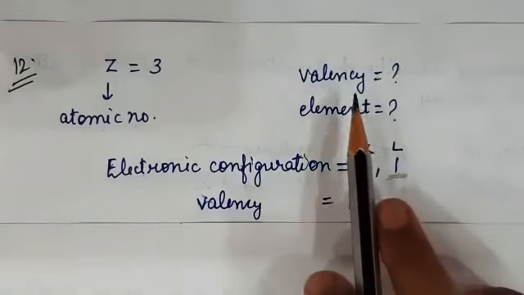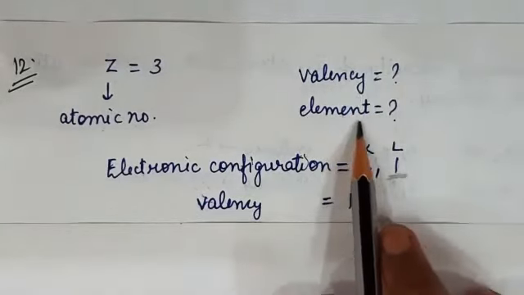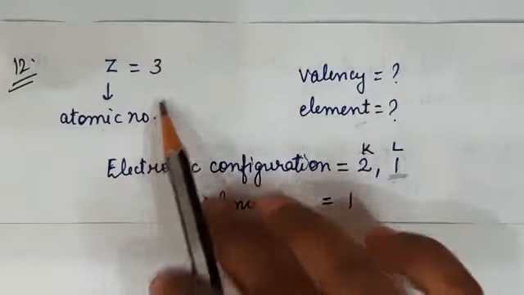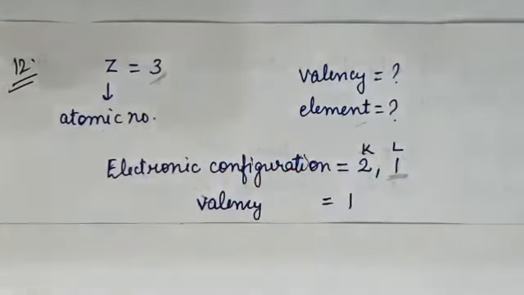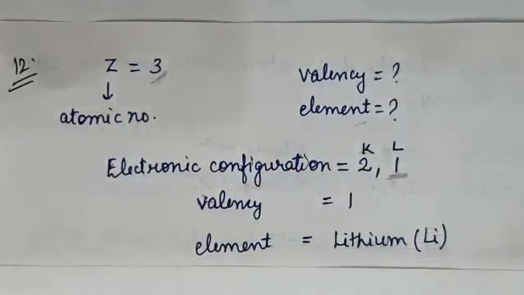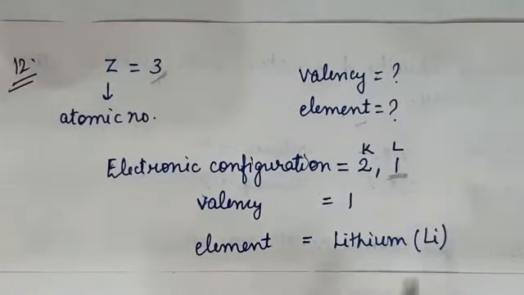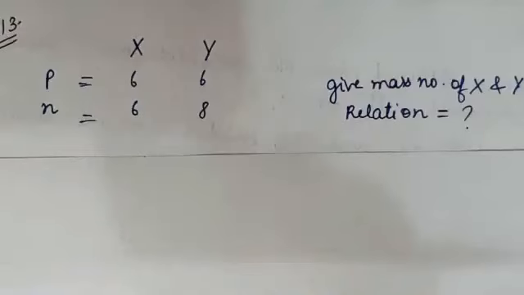So valency is 1. Now what is the element? Atomic number is 3. So atomic number 3 is lithium. So the element is lithium. Symbol is capital L, small i. So this is the answer of question number 12.